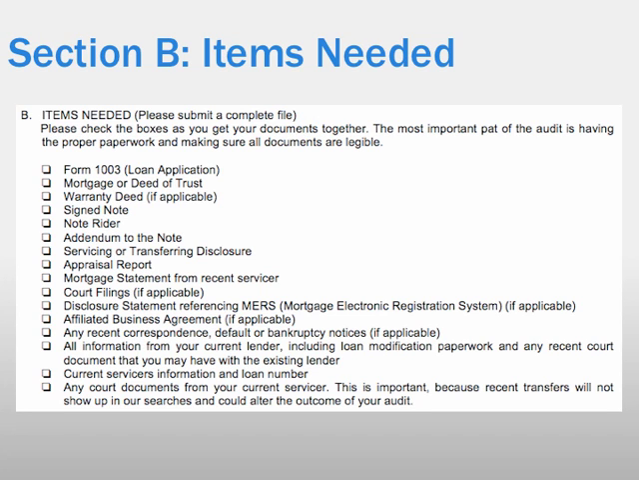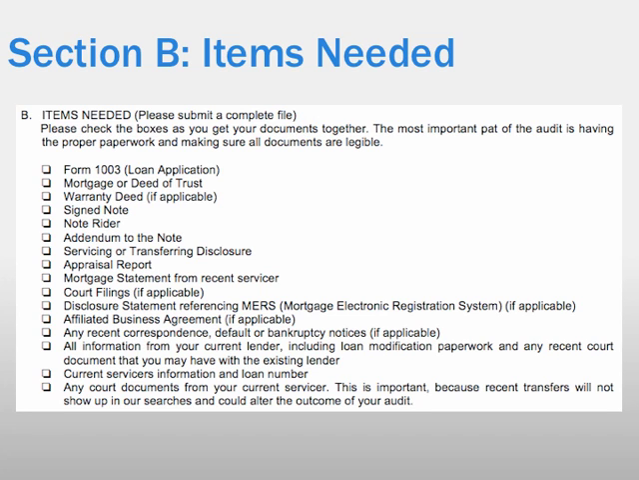Any recent correspondence, default or bankruptcy notices, any of that, we need that. All information from the client's current lender, including loan modification paperwork. So if they filed for a loan mod, you want to know about it. You want to know if it was approved, declined. And if they're in a loan mod, it's fine as well. Even though they say there's an indemnification clause in a loan mod, the paperwork may say that fraud supersedes that. So we can still go after them. Right? And any recent court documents they may have from their existing lender.